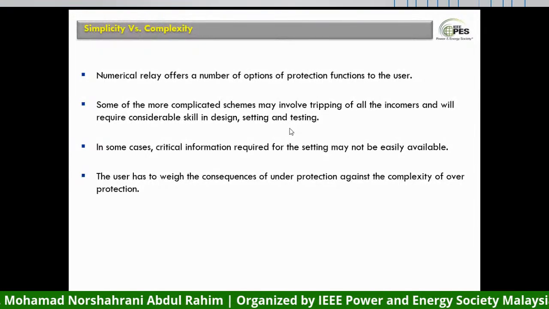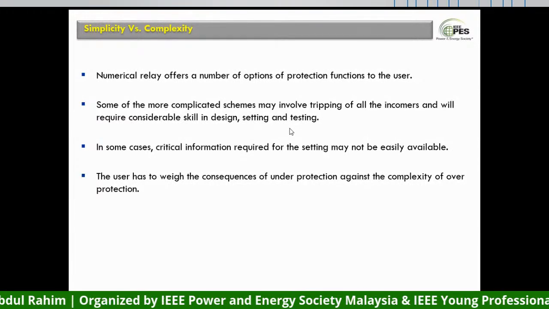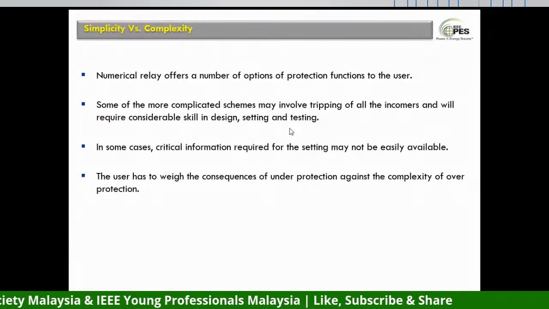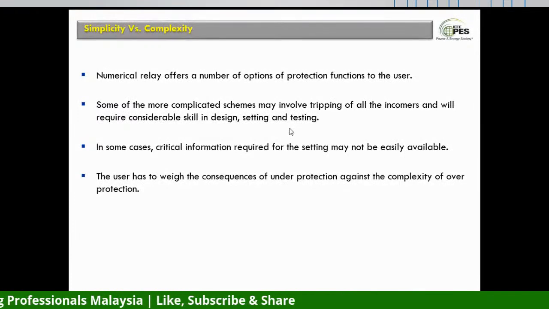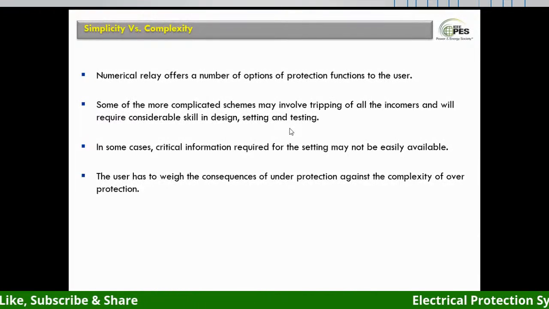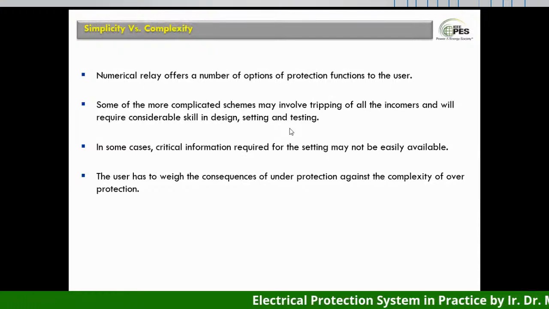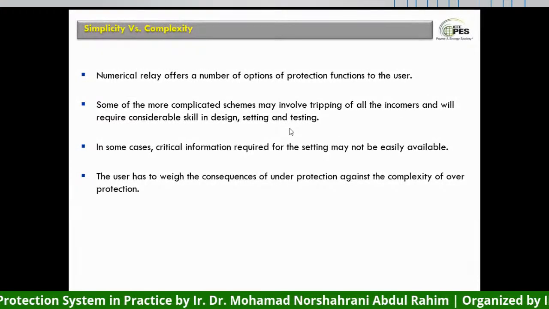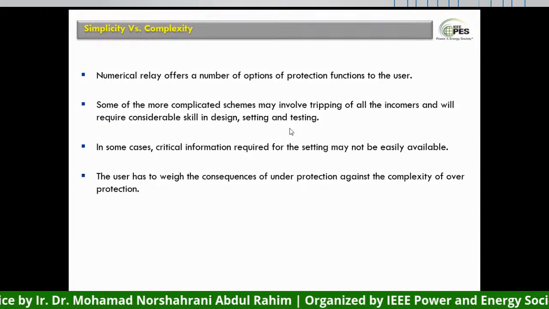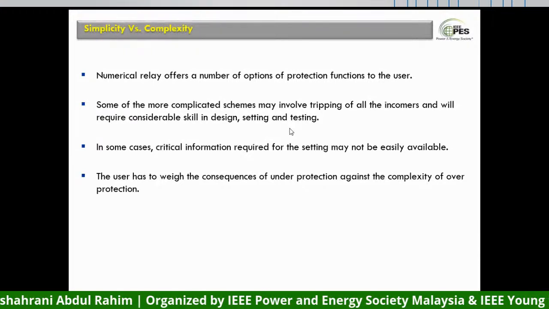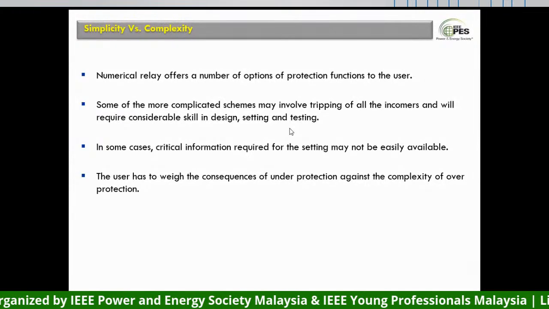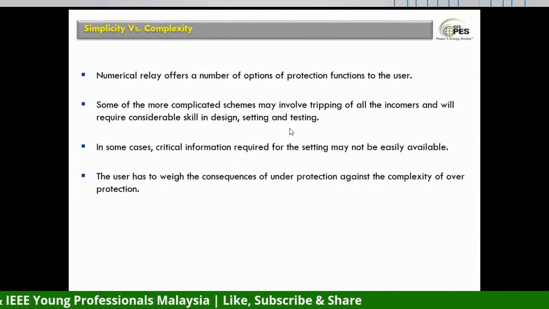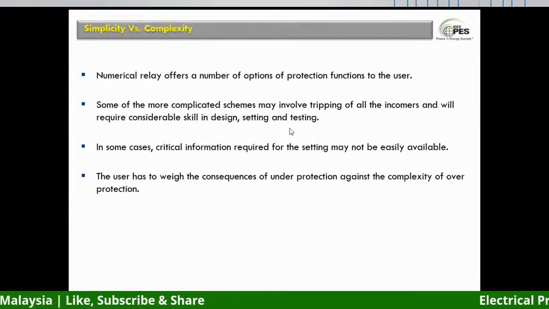Another example is simplicity versus complexity. Nowadays there is a lot of technology in numerical relays. Those numerical relays have too many features, but sometimes we don't need them. Let's say the numerical relay is programmed with 20 features, but we only need overcurrent and earth fault functions. So why do we have to buy the extra features, especially when those in maintenance do not know how to operate them? Sometimes they just want to know the function that they want to use.